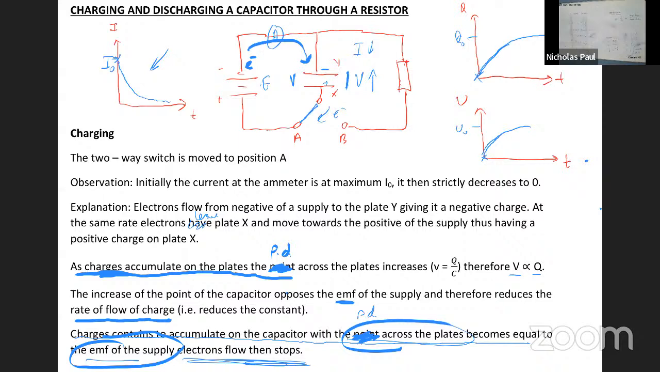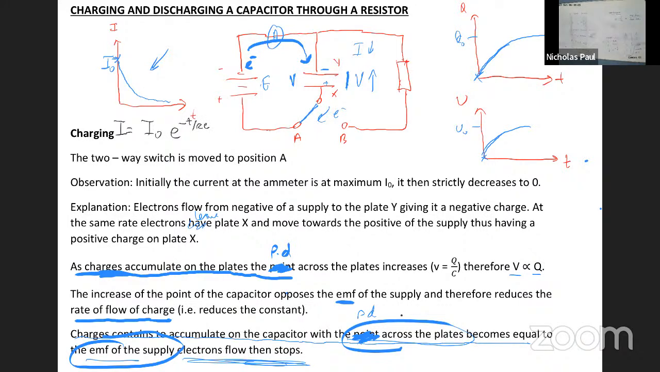All right, so for your graph, you have to learn a little formula. There's also a formula that you need to learn. So the formula here for charging, I'm writing it in black: I is equal to I naught e to the minus t over RC.